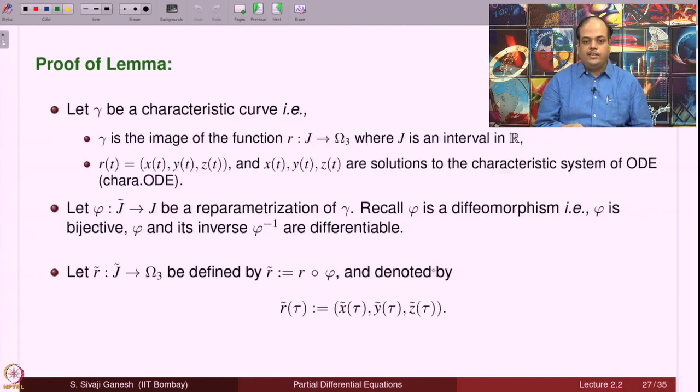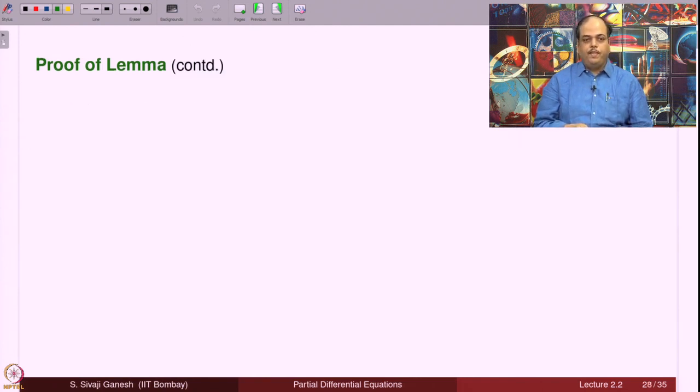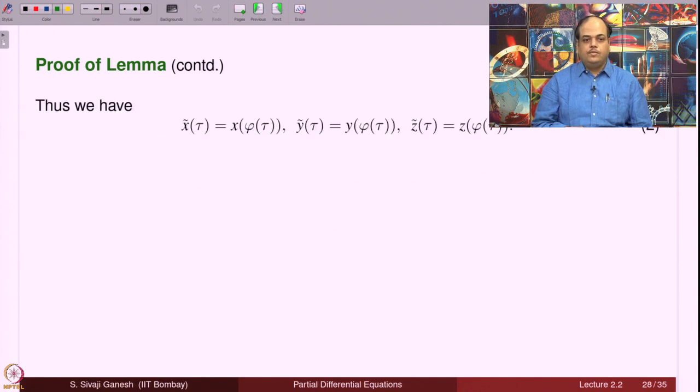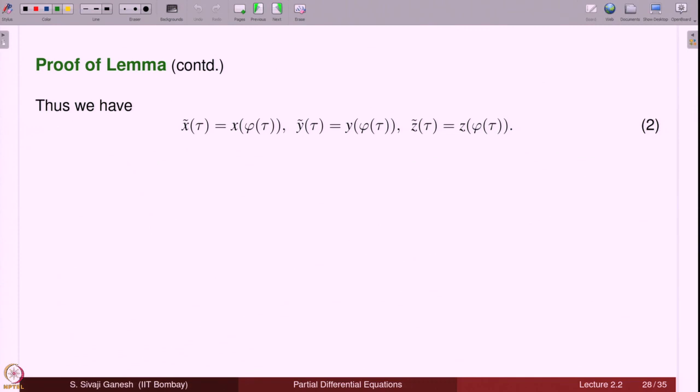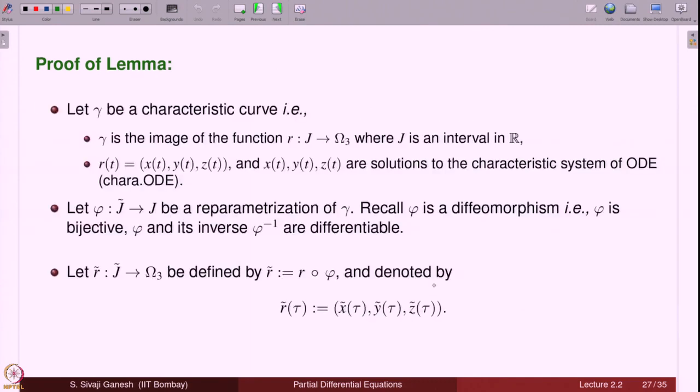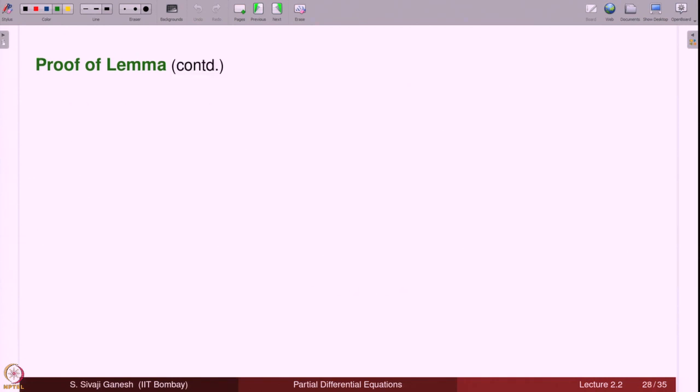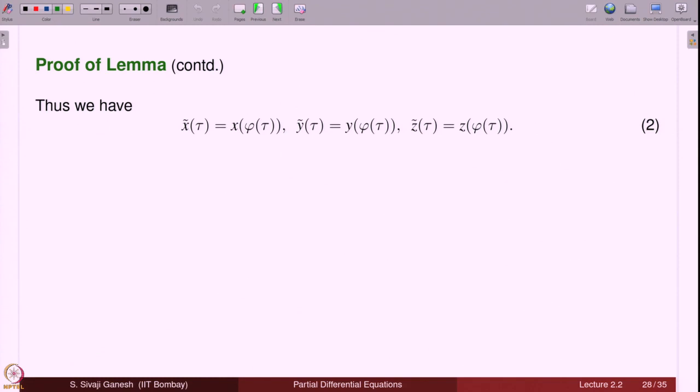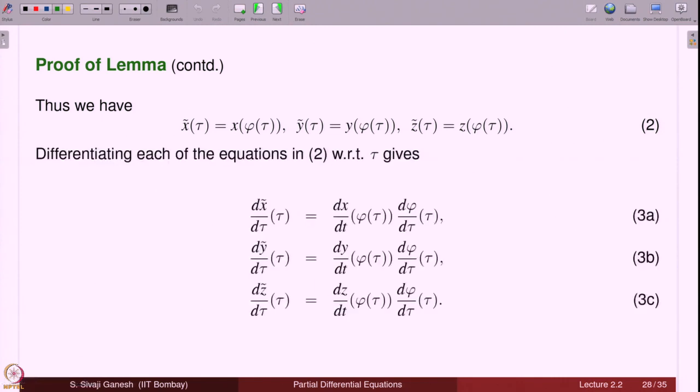It means we have to find the tangent to this curve and show that it has the characteristic direction. So, x tilde tau by definition is this, R tilde is R circle phi. So, x tilde tau equals x of phi of tau, y tilde tau equals y of phi of tau, z tilde tau equals z of phi of tau. So, differentiating each of the equations in 2 with respect to tau gives us the following equations in 3, which is actually the chain rule.